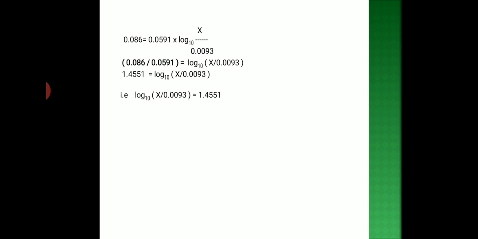Okay students, the next step I'm going to do is very important. So that is, X upon 0.0093 is equal to the anti-log of 1.4551. So when I am shifting the log from the right hand side to the left hand side, when it reaches the left hand side, it becomes anti-log. This is one of the logarithmic operations. So when I am shifting the log from one side to the other side of the equation, it will become anti-log.